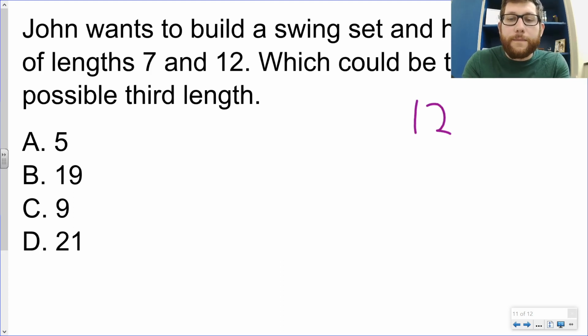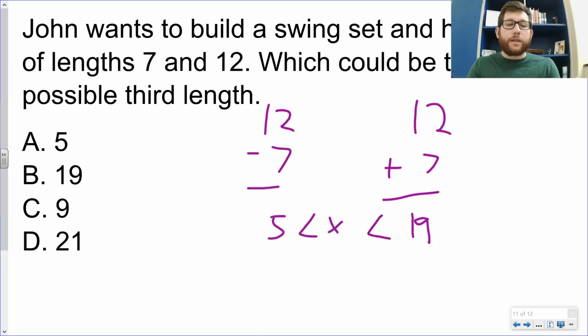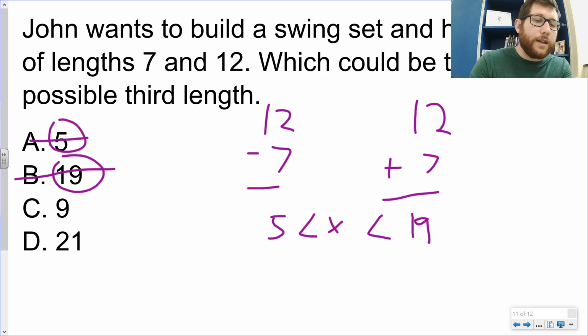Let's go ahead and see if we can figure this out. So once again, I'm going to add these up on one side. I get 19. I'm going to subtract these on the other. I'm going to get 5. And I know my answer is somewhere in between them. Now notice, I have 5. I have 19 as an answer, but can that be the size of the third board? No, it has to be in between 5 and 19. So this is not the right answer. That's not the right answer.